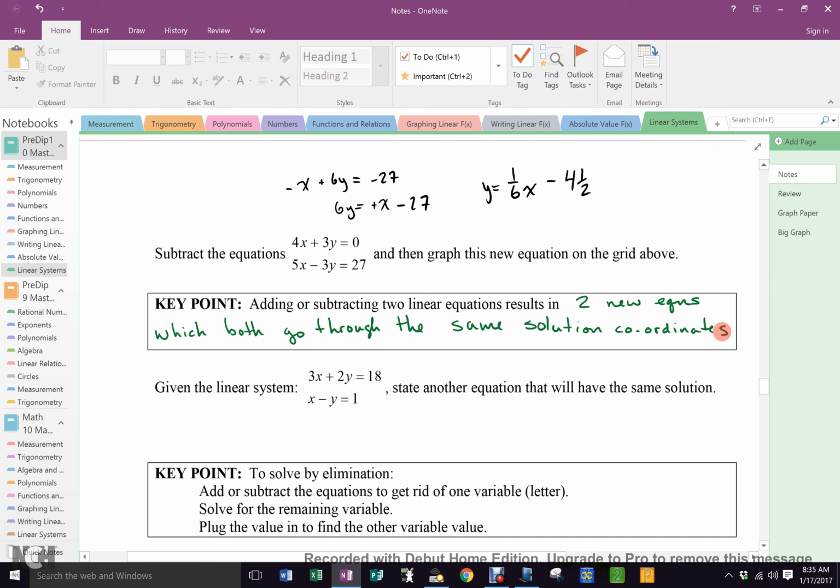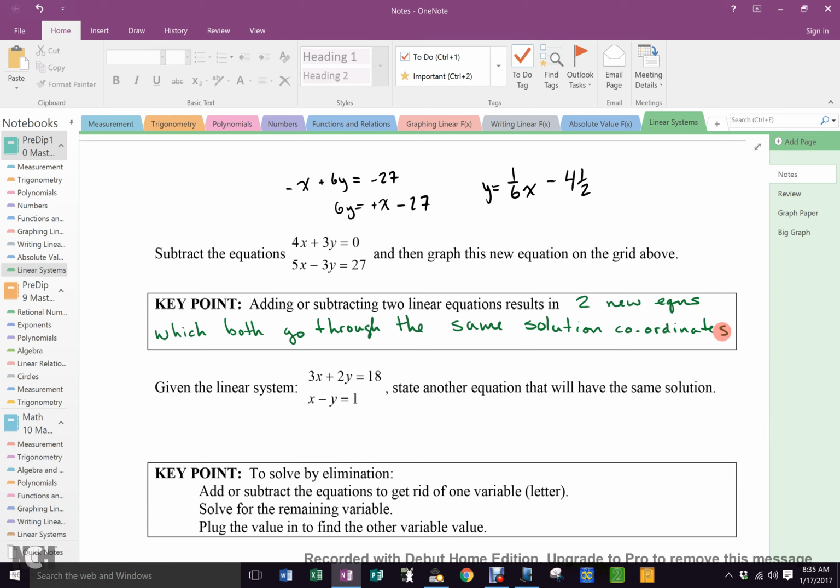So what does that tell us in general? Can I multiply equations and keep the same solution? Yes or no? Yes. Can I divide equations and keep the same solution? Yes. Can I add equations and keep the same solution? Can I subtract equations and keep the same solution? I shouldn't say keep the same solution. Find the same solution. Everyone agrees?